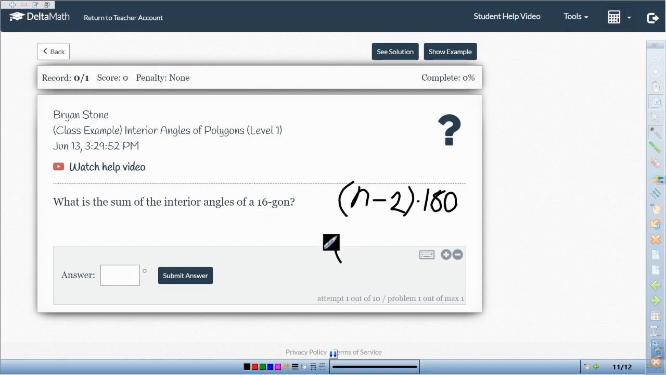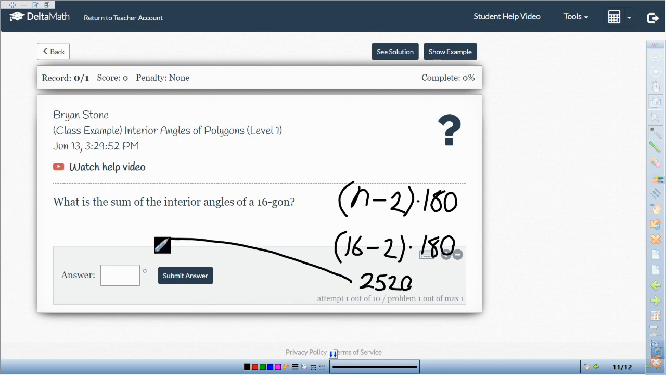Okay, this thing has 16 sides, so 16 minus 2 times 180. 16 minus 2 is 14, and 14 times 180 gives me 2,520. And that's your answer.